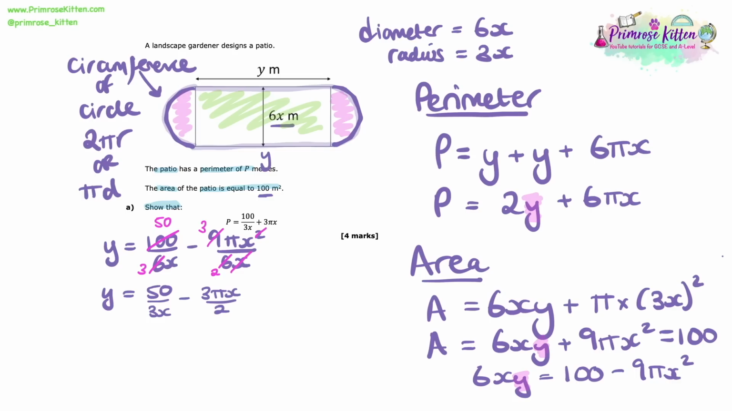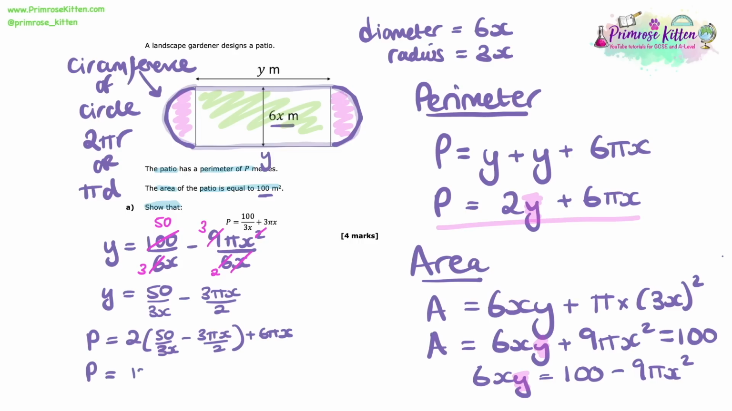So now I know what y is. I can go back to that equation for the perimeter that we had and simply substitute this in. That's all we need to do. So we've got P equals 2 times, and instead of y, I'm writing 50 over 3x minus 3 pi x over 2, and then plus 6 pi x.